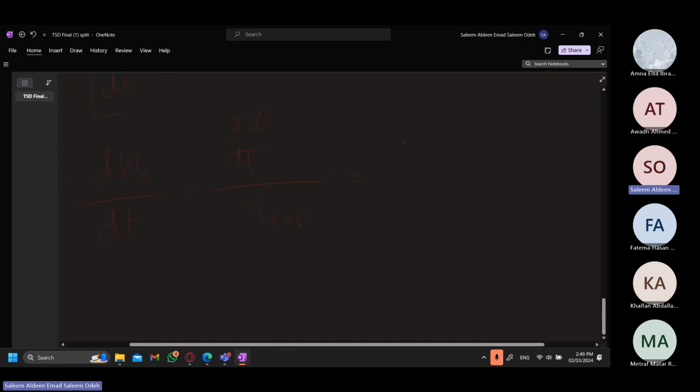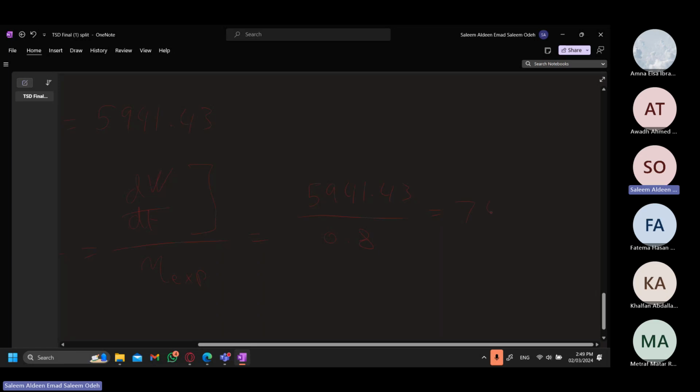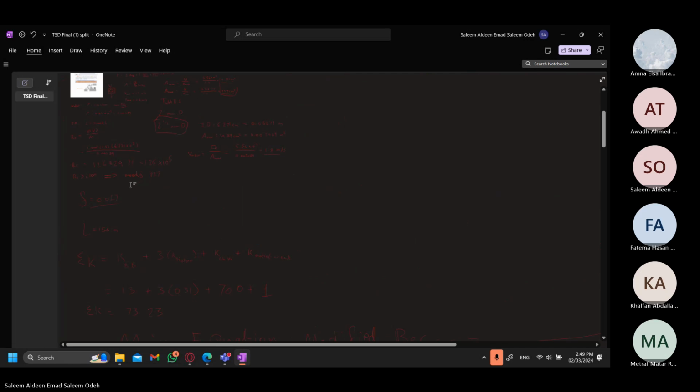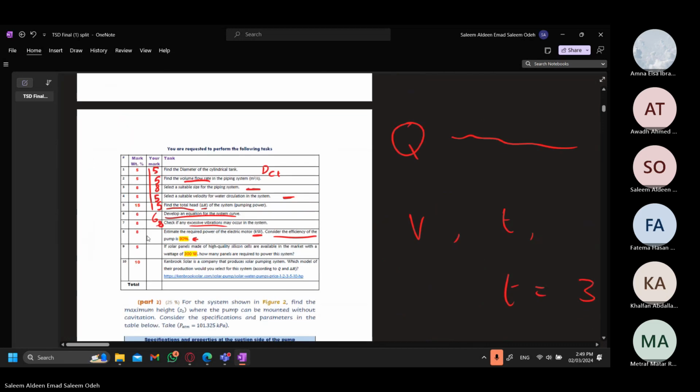So it will end up being, since we have the value for this part, and since they gave us the expected efficiency of 0.8 or 80%, we'll end up having 7,426.79 watts, but they told us to find it in kilowatts, so it will be 7.42 kilowatts. So that's another 8 marks.